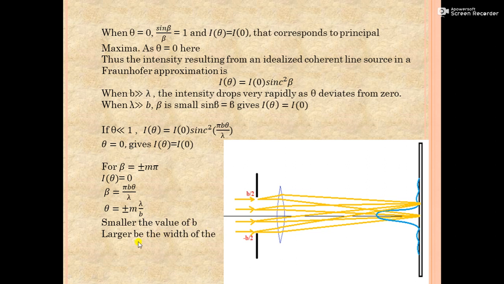Okay, the smaller the value of b, the larger the width of the central maxima. That's why we have taken the smaller width dimension.